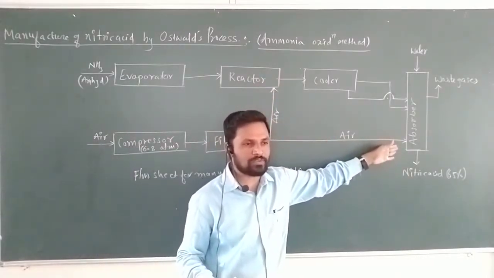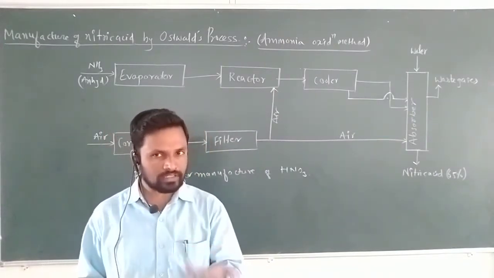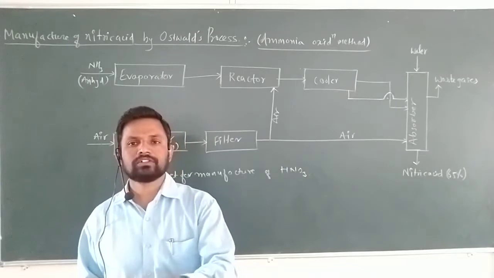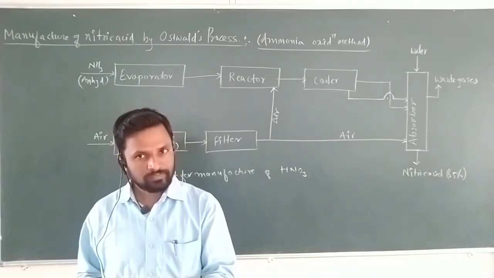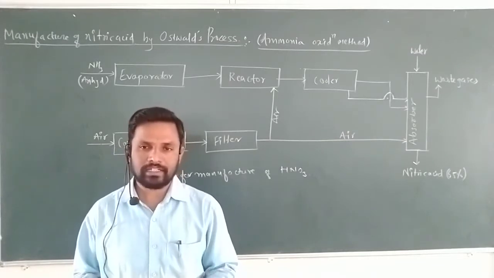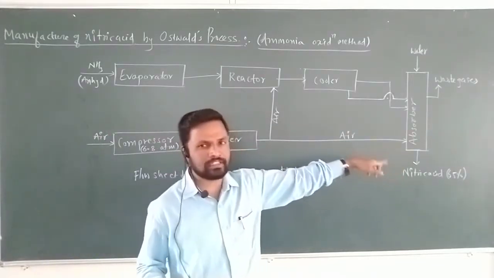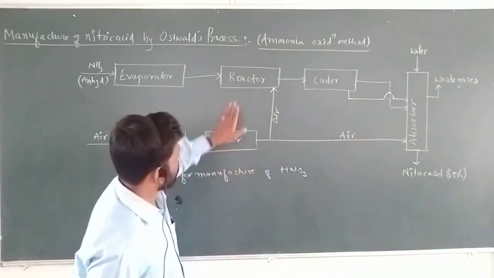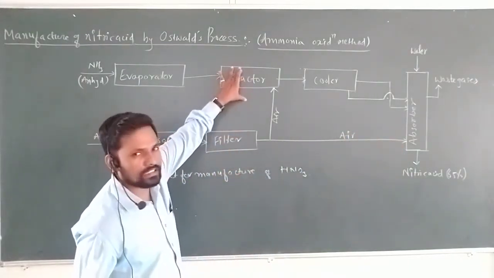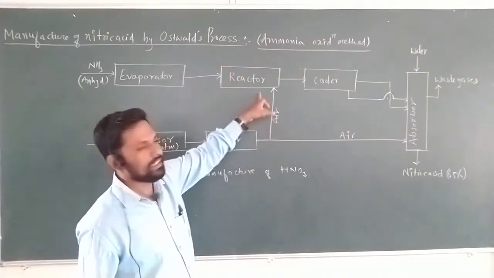Why is it sent towards the absorber? Already we saw in yesterday's lecture that the absorption of NO2 by water takes place, converting it into HNO3, or the absorption of NO2 is also carried out by air and water. Therefore, purified air is also sent towards the absorber, where this can take place. In the reactor, there is now purified ammonia and purified air.